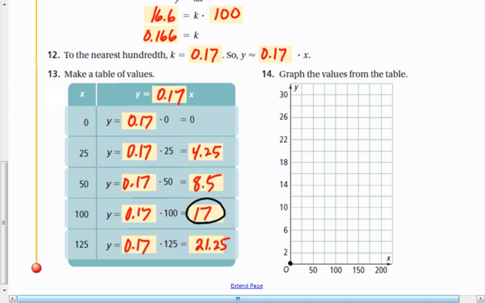When x is 100, y is 17. So I'm just going to go up and put a value there at 17. And then this is a continuous situation, so I'm just going to draw a line between those 2 points, and I'm done with my graph.